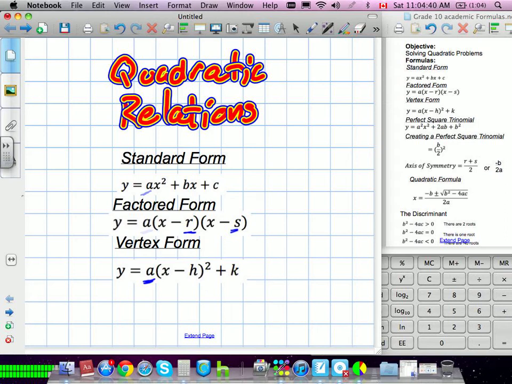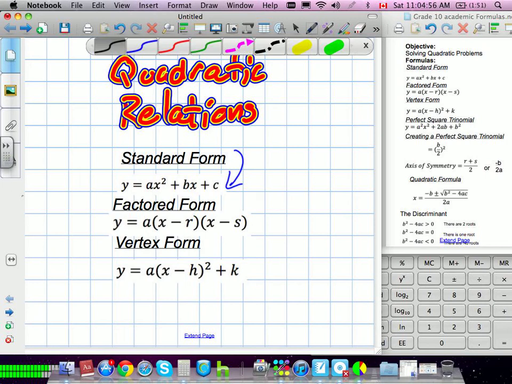So in all three versions we have the same number for a, but this one deals with two different variables, again, an h and a k. Each of them are set up to help us do something better. Okay. From standard form, we can find our y-intercept very quickly. Okay. So keep that in mind. C will be your y-intercept.